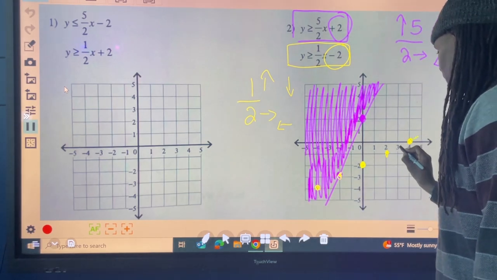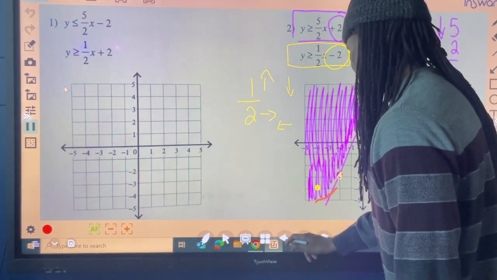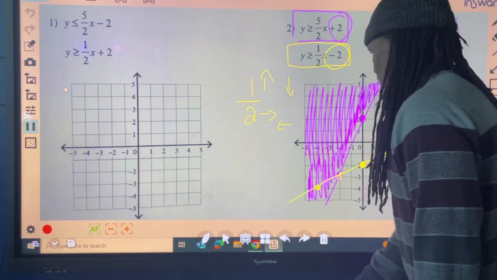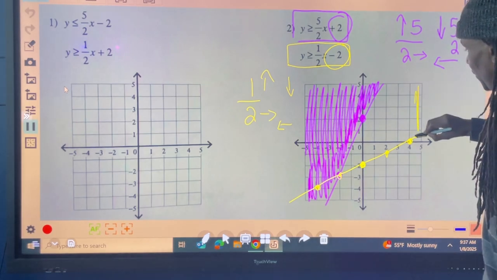Draw that line out. Which way am I shading? Which way am I shading? Up. So I shade everything up.